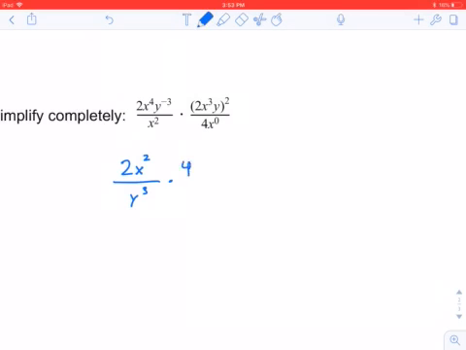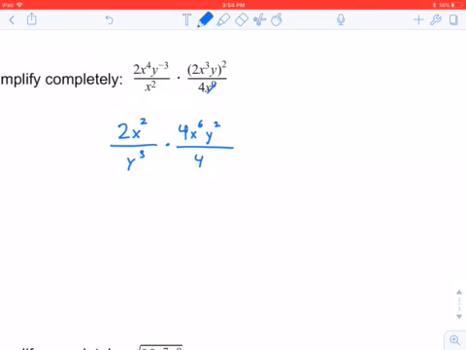2 squared is 4. X cubed squared is x to the 6th because we multiply when we raise an exponent to another exponent. Then we have y squared. X to the 0 is just 1. 4 times 1 is just 4. Now let's go ahead and combine the two fractions.